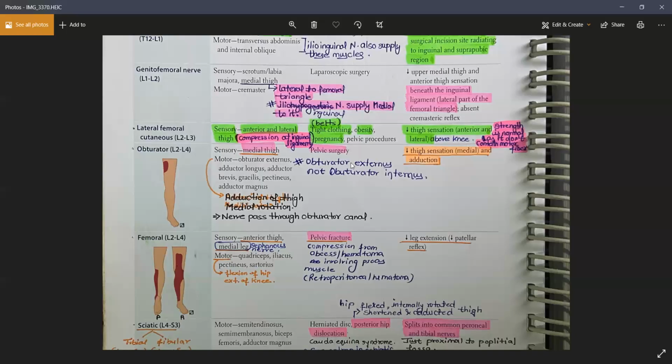So it is the obturator externus, not the obturator internus. It is very important to note, right? And if you get damage of this nerve, like in some kind of pelvic surgery, any kind of pelvic surgery, right? So in that case, you can have damage of this nerve, and when damage occurs, it leads to a decrease in the sensations of the thigh at the medial side, as well as a loss of adduction. Because this nerve is mainly helping the adduction of your thigh or your leg, right? This is very important to note.